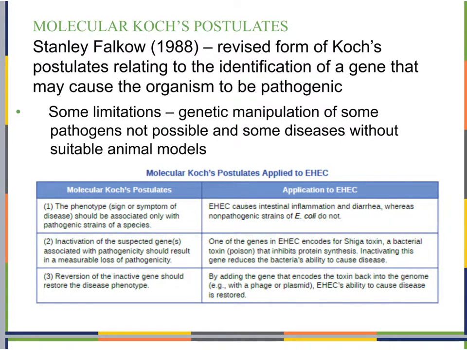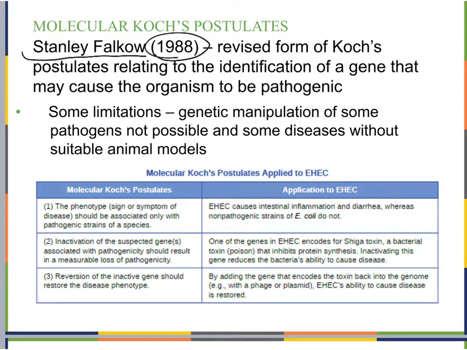So since we do have these limitations, and also because our science has gotten more and more specific, we now have what are called molecular Koch's postulates. This is a revised form of Koch's postulates by Stanley Falkow in 1988. And this is related more specifically to a gene that may cause an organism to be pathogenic.